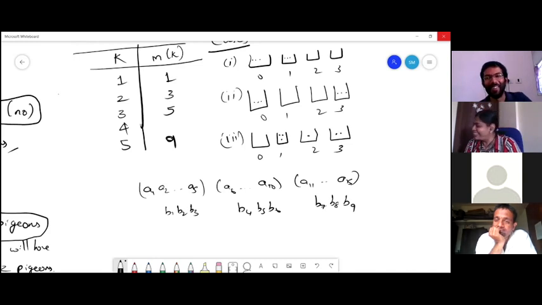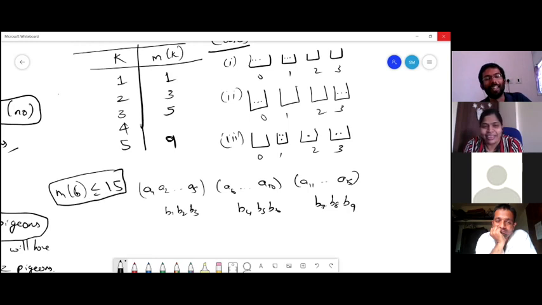Very nice. So from what you say, 15 is an upper bound, so m of 6 is definitely less than or equal to 15. We can give an upper bound like this. But it's most likely less than that, because looking at the trend, it should be 11.